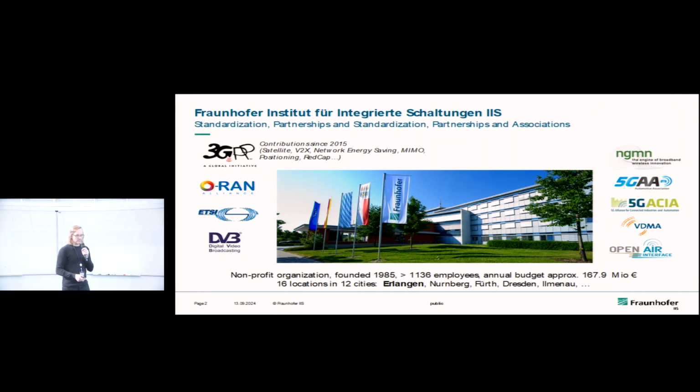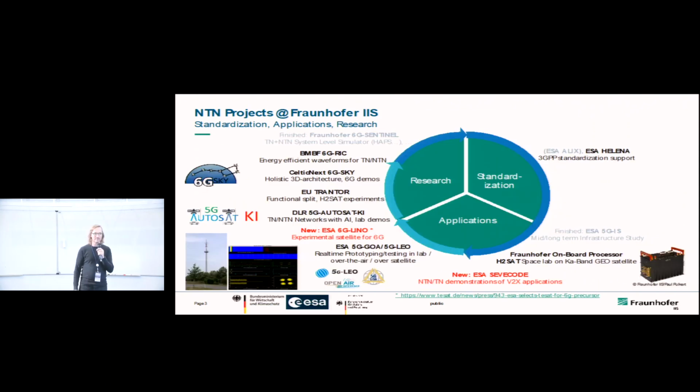Fraunhofer IIS itself was founded in 1985. We've got more than 1,100 employees and a lot of budget. The institute is so big that it's located not in one location but in 16 locations in 12 cities. The main location is in Erlangen, where I also work. We've also got colleagues working in Nuremberg, mostly on positioning and location, and in Fürth, Dresden, Ilmenau, and a few others. Yes, this is about Fraunhofer.